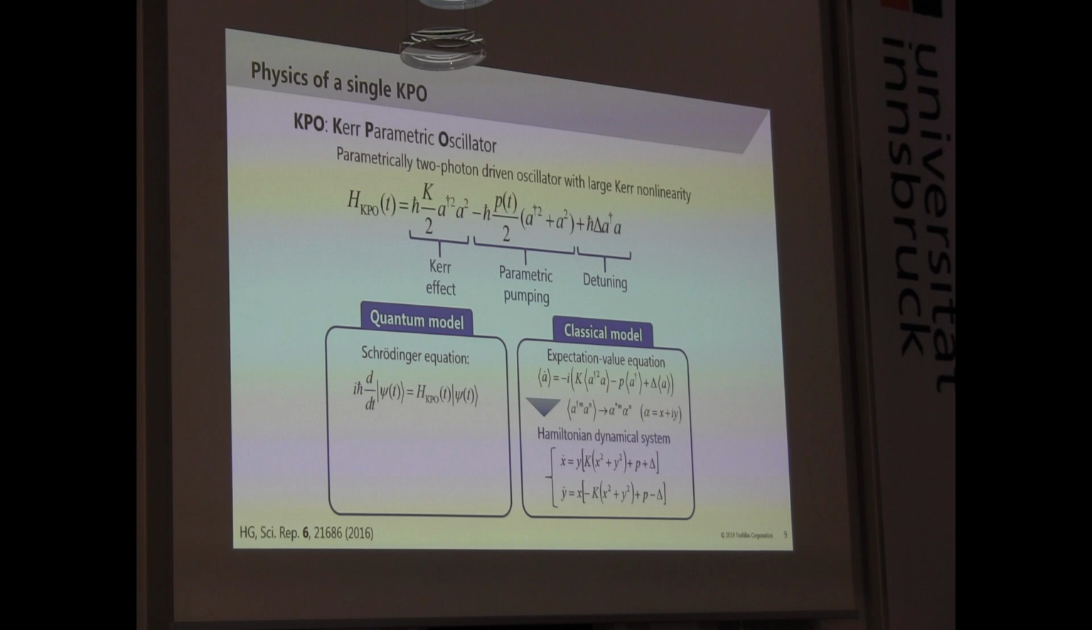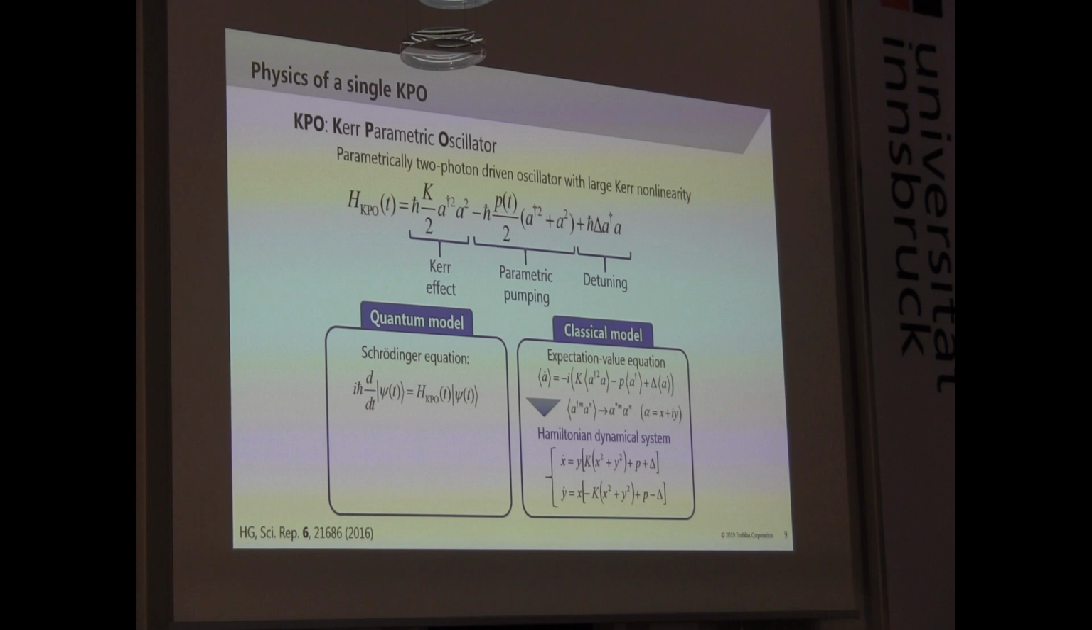Okay, here, let me explain the case of a single KPO. The KPO is, more precisely, a parametrically two-photon driven oscillator with a large Kerr nonlinearity. So this is defined by this simple bosonic Hamiltonian. This includes three terms: Kerr effect, parametric pumping, and detuning. And in the quantum model, the dynamics is described by the Schrodinger equation.